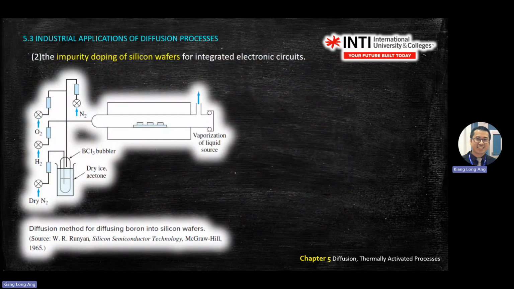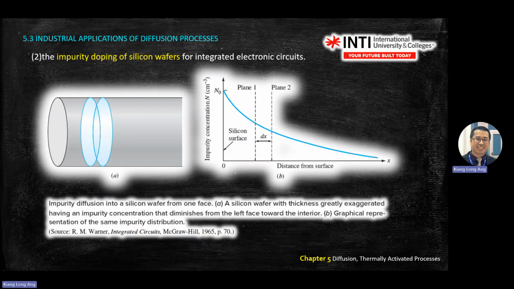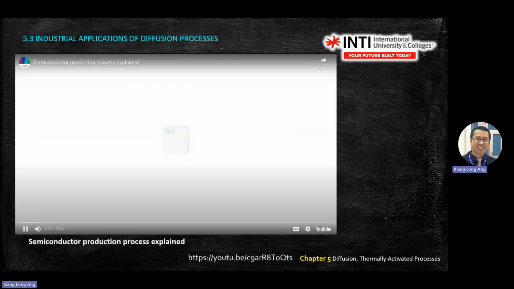So impurity doping, silicon wafer, this one there's a video over here. So how do they make a silicon wafer?